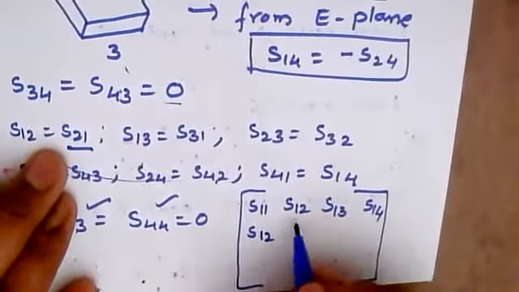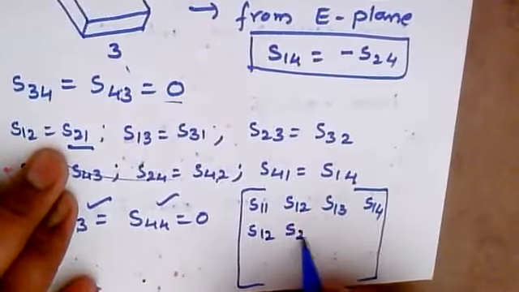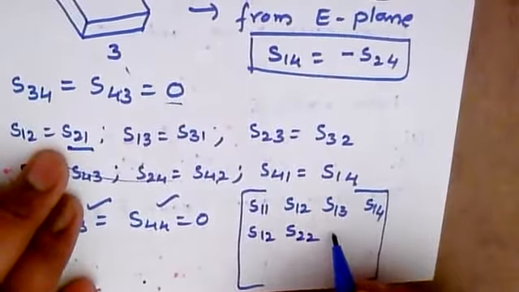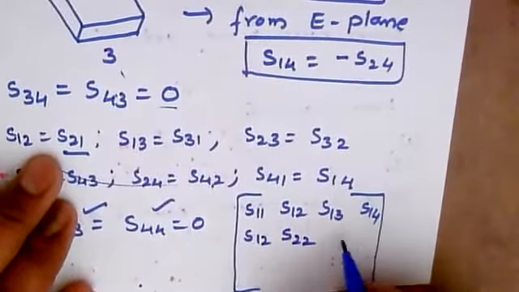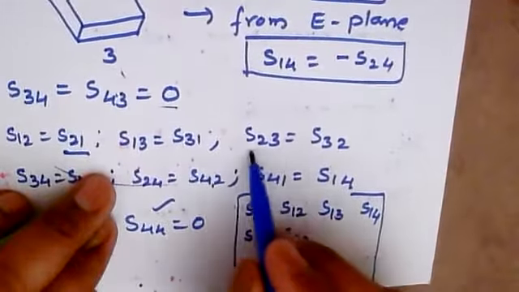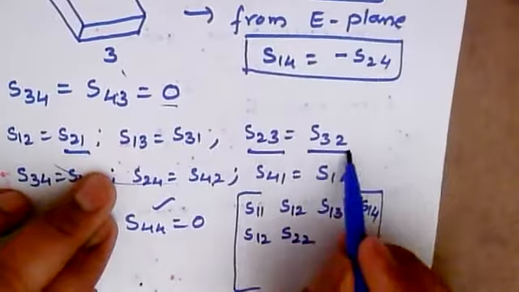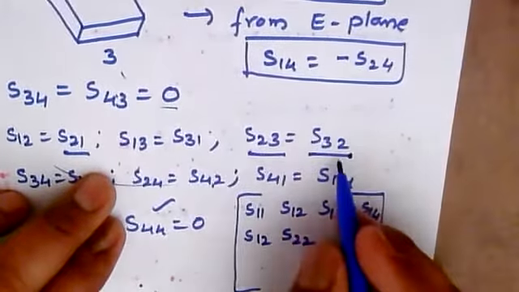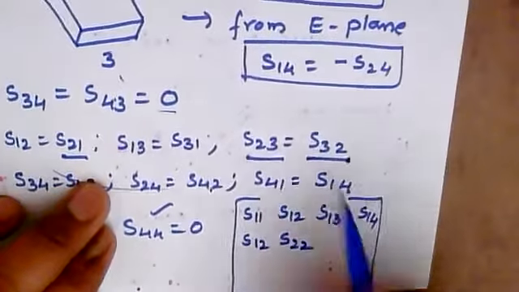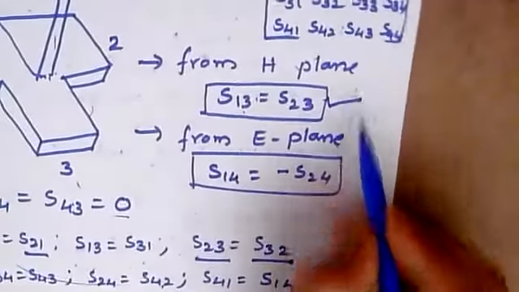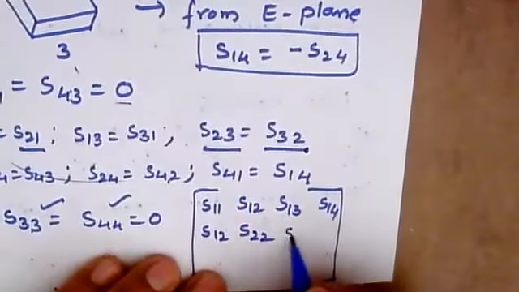Similarly we get S22, so we have S22 as it is. We have S32. We have S23, so S23 can be written as S32. Where this is being further written as S13. S23 can be written as S13. I am writing this as S13.